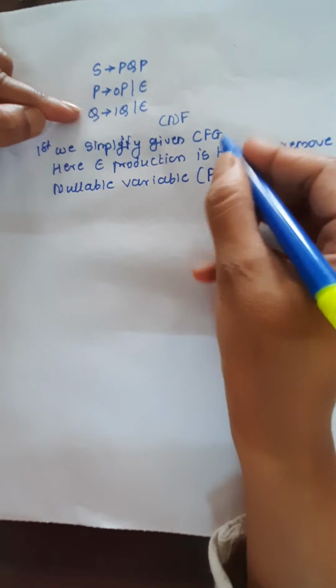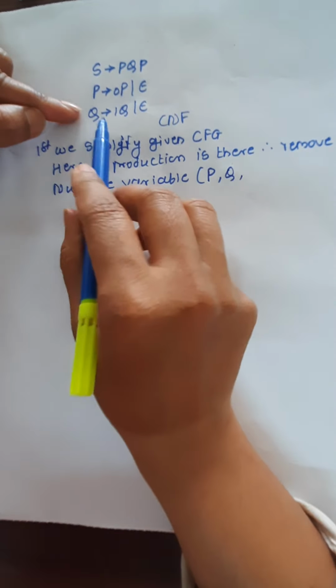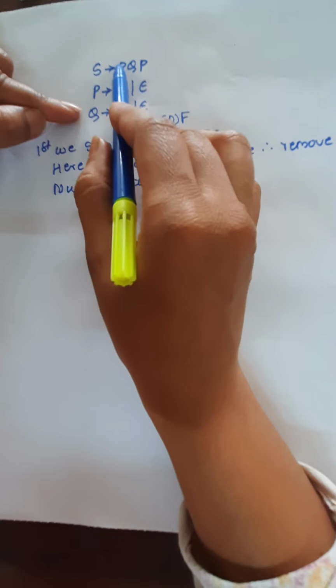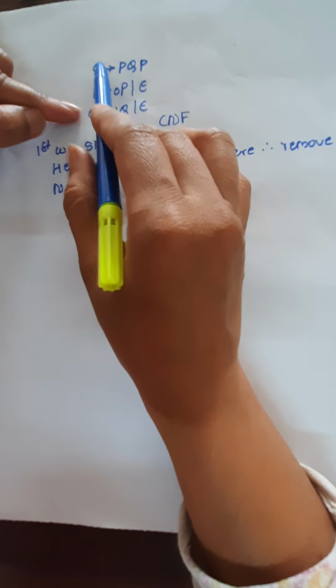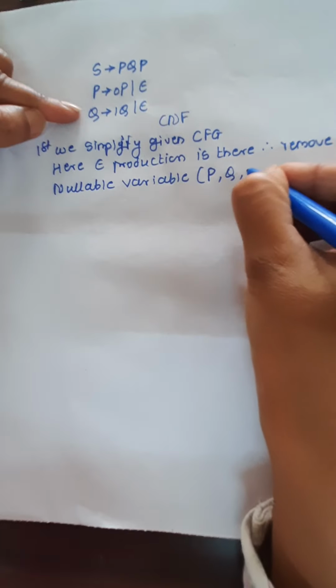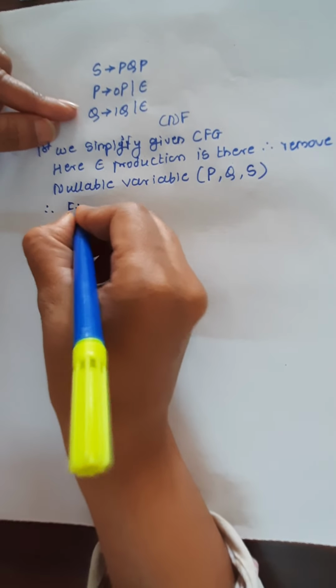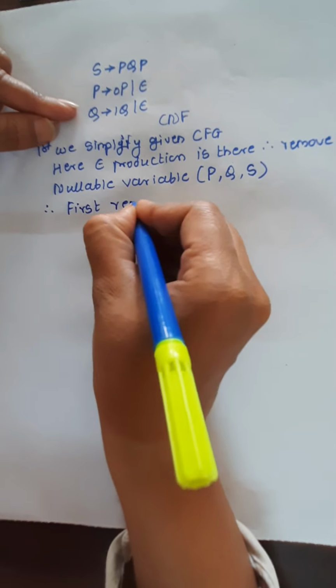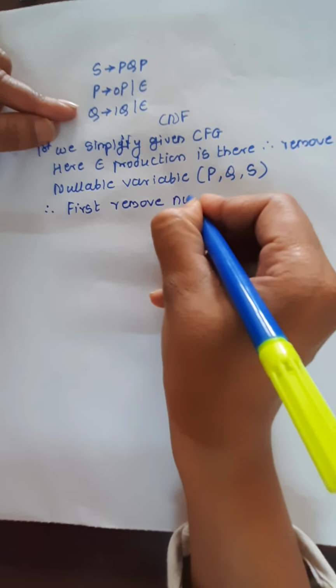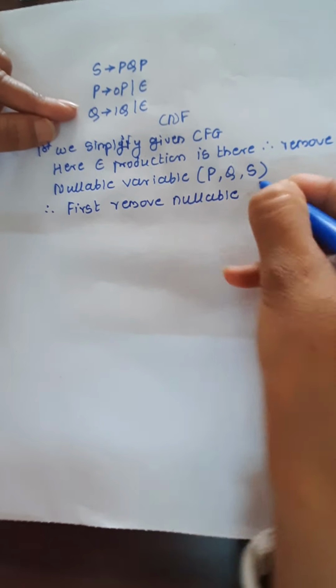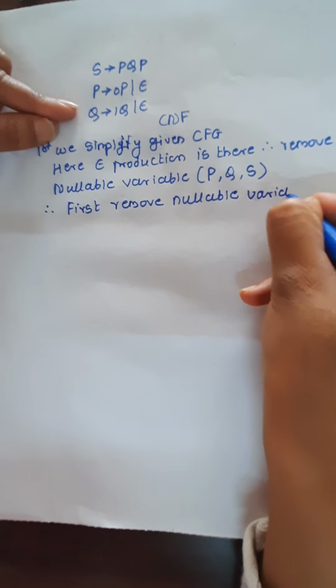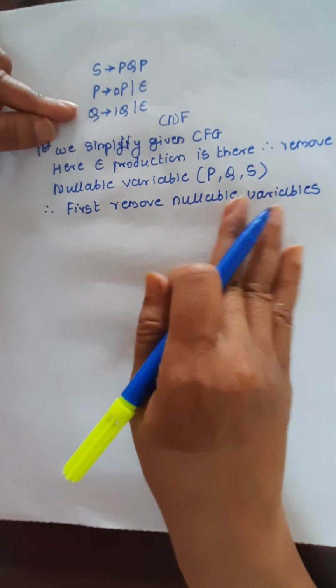Q generates epsilon, so Q is nullable. And see, if I put the epsilon value instead of P and Q in the S production, S is also going to generate epsilon, so S is also a nullable variable. Fine. Therefore, first remove the nullable variables. Variables are nothing but the non-terminals. Non-terminals means the capital letters. Fine. So the removal of the nullable variable is very easy.